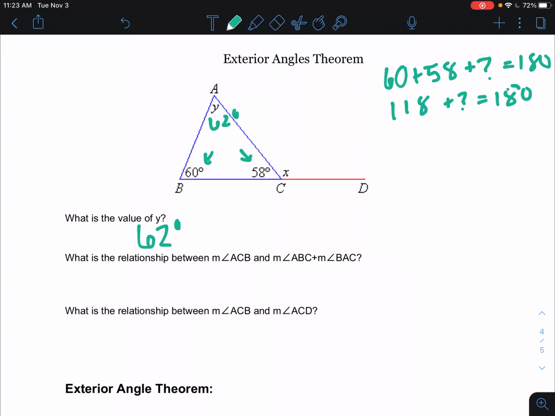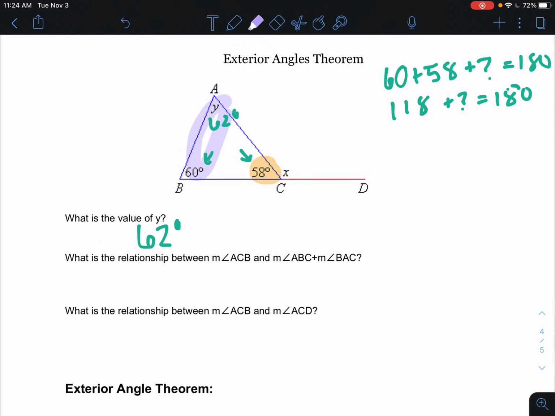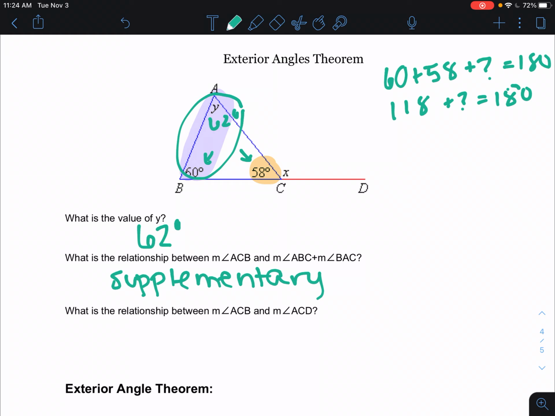What is the relationship between the measure of angle ACB, right here, and the measure of angle ABC plus the measure of angle BAC, so these two angles together? What's the relationship between them? Well, we know that together they're going to add up to 180. So that means that they're supplementary. Together, they're supplementary, right? 58 plus the combination of 62 and 60 is going to equal 180.